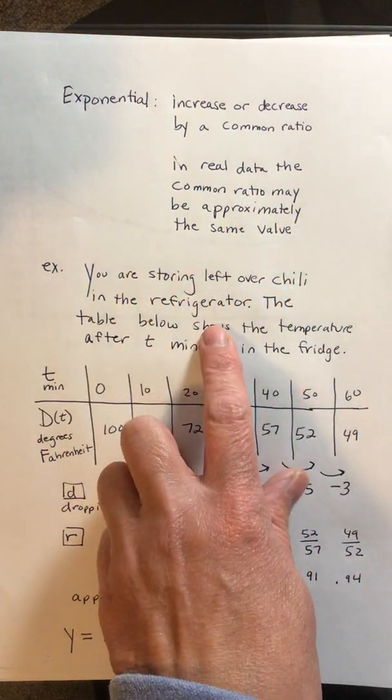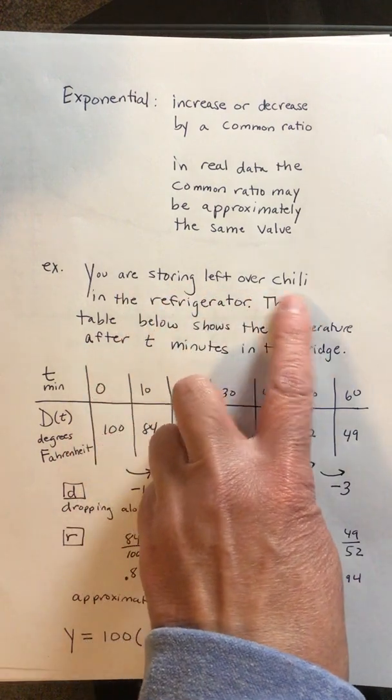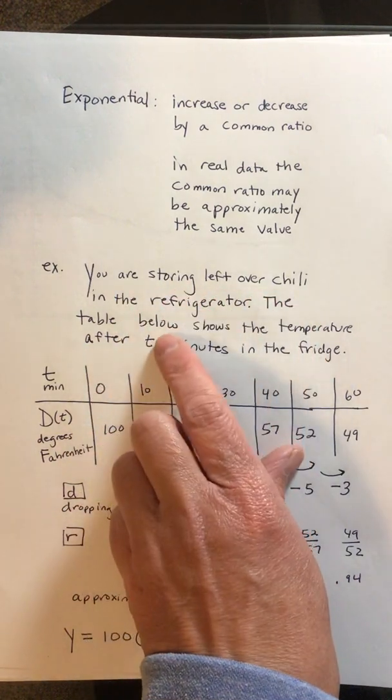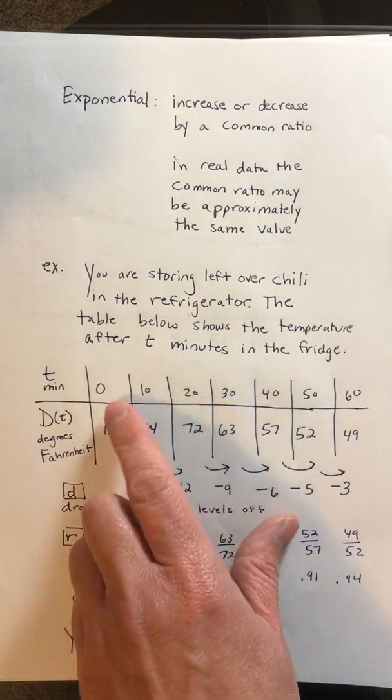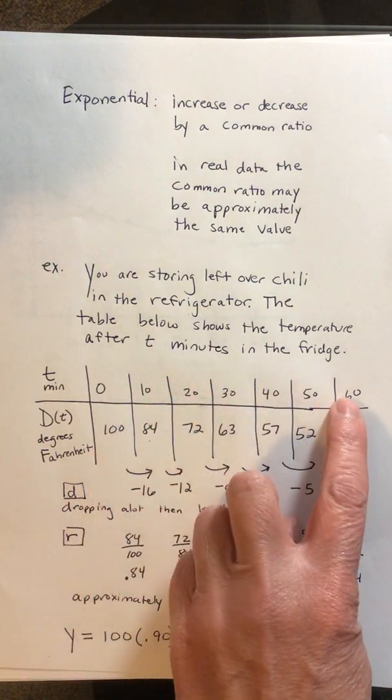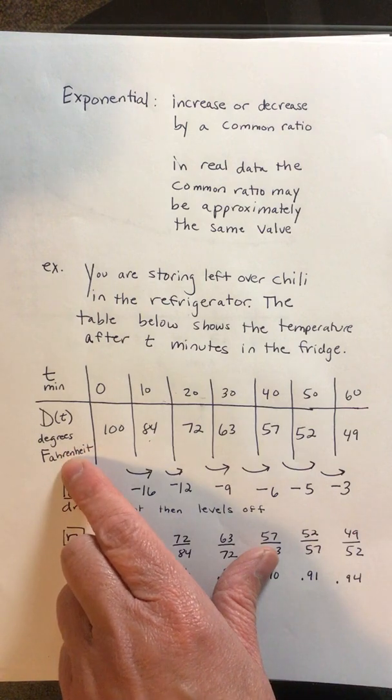Here's an example. You are storing leftover chili in the refrigerator. The table below shows the temperature after T minutes in the fridge. So here are my minutes, and here are my degrees Fahrenheit.